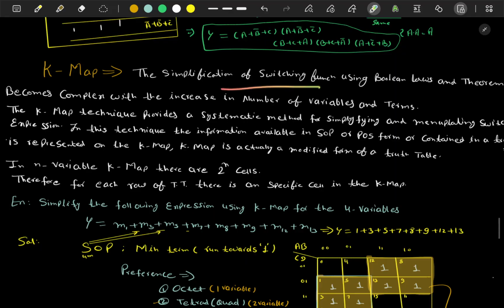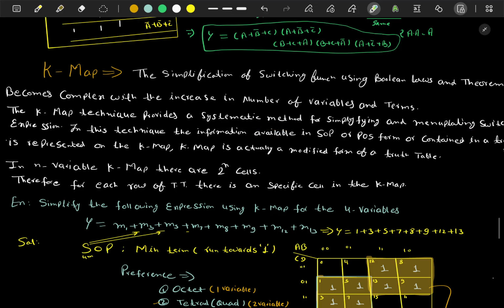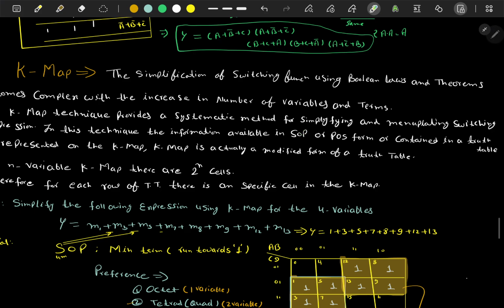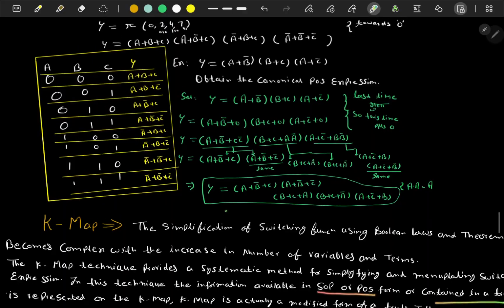Now, okay ma'am, it is just a little bit theoretical here. Just understand what is written here. The simplification of switching functions using Boolean laws and theorems becomes complex with increasing variables. Whenever the number of variables increases, it is very hard to calculate switching functions with Boolean algebra. To solve this problem, we use the K-map technique, which provides a systematic method for simplifying and manipulating switching expressions. Via this technique, the information available in SOP or POS form or contained in a truth table form, both forms are true like this.